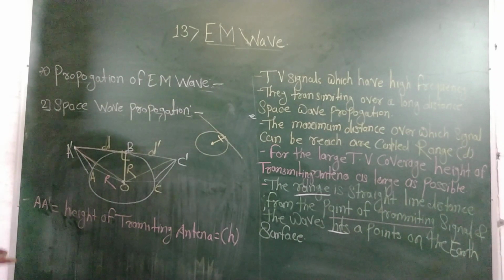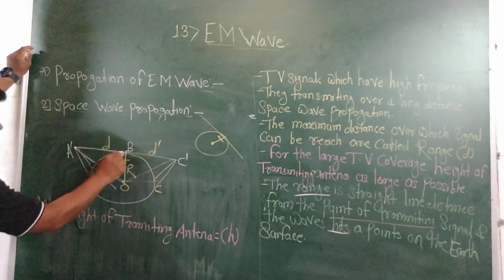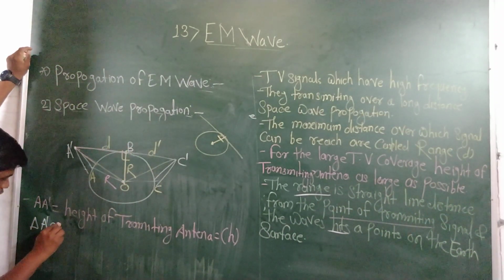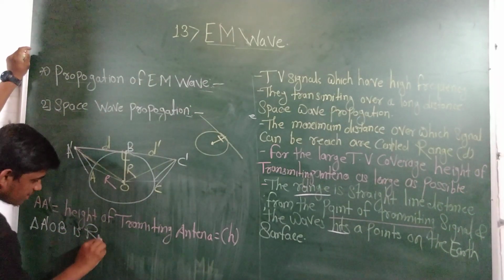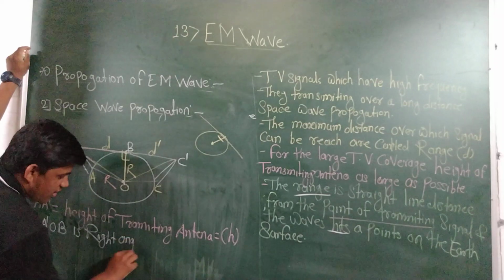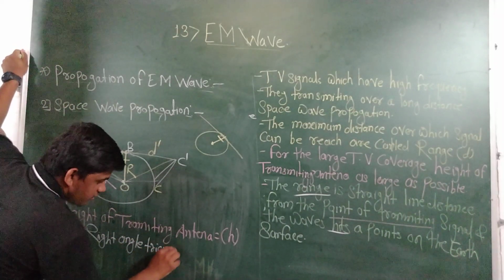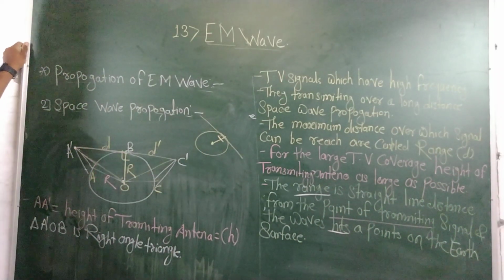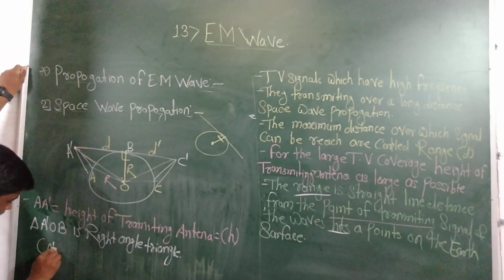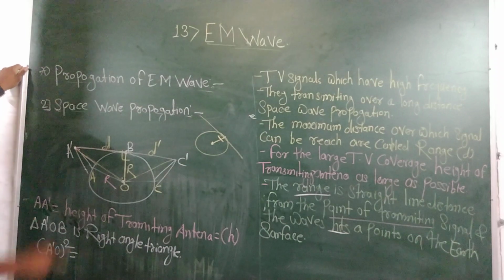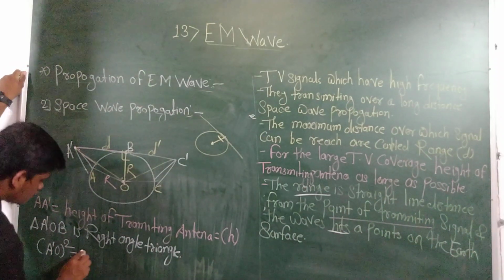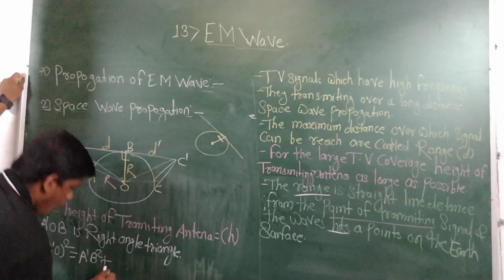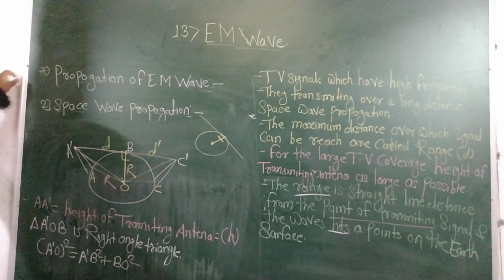Now concentrate: triangle A dash O B is a right angle triangle. We studied the Pythagoras theorem in childhood: the square of the hypotenuse, A dash O squared, is equal to A dash B squared plus OB squared, the other side.